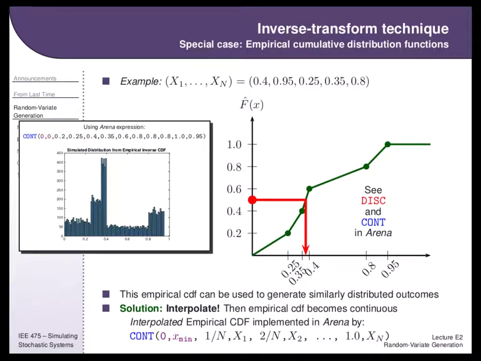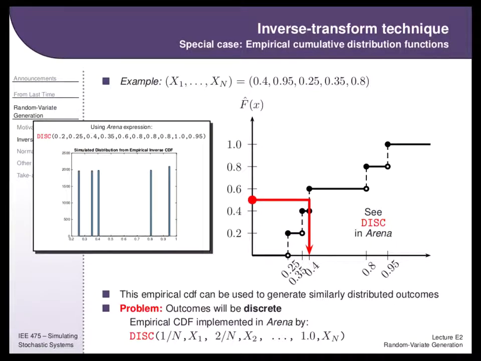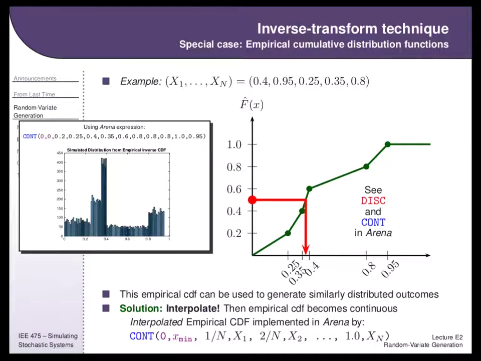C-O-N-T, for continuous. It has exactly the same format as disk, but it interpolates in the CDF between each one of these points. So before, if I go back, the CDF had all these stair steps. All this cont function is doing is drawing a line between all these corners to generate a continuous distribution. And still, each one of these outcomes at each one of these corners will have the same proportionality that it did in the real data set. But now it will throw in additional points in between that are consistent with that.